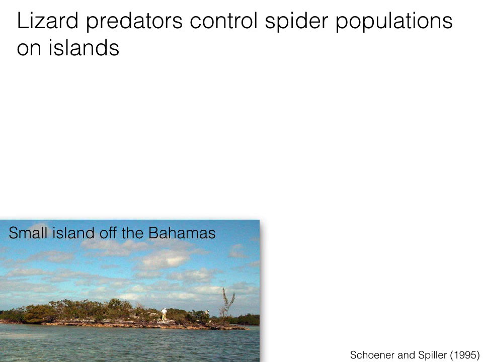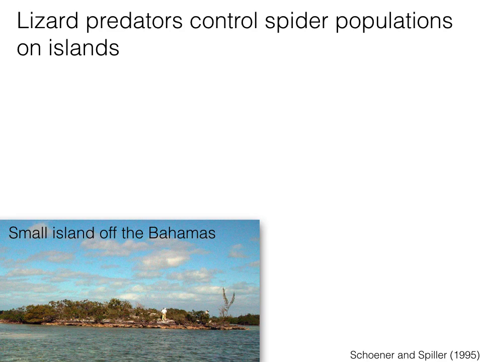And they found that spider populations were about 10 times more abundant on islands that didn't have lizards compared to those that did. Interestingly, only large islands had both spiders and lizards, whereas small islands only had spiders.